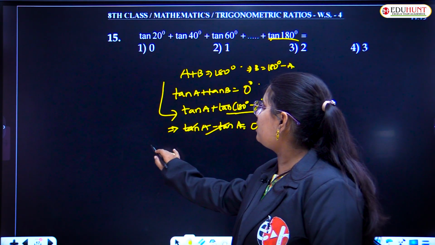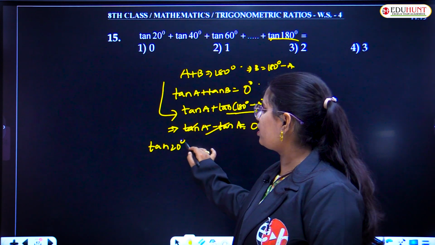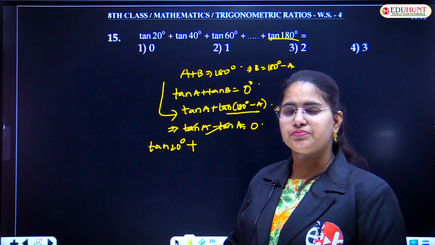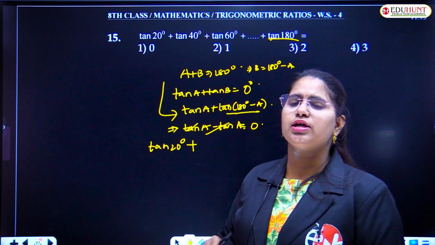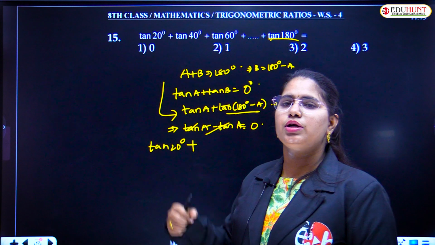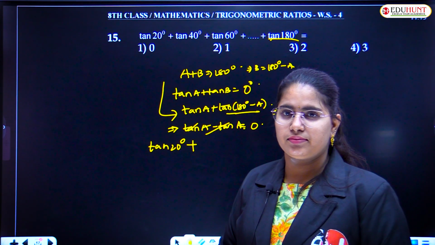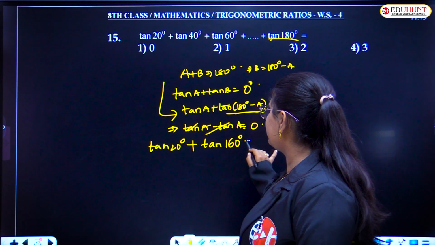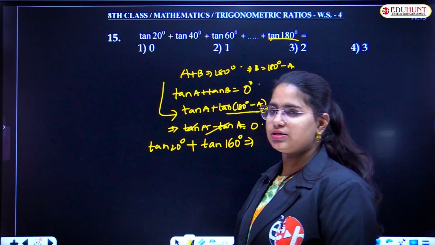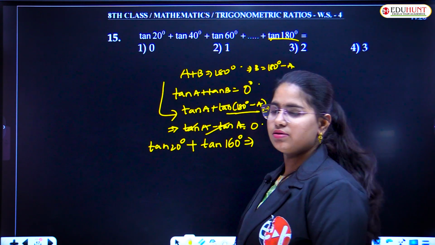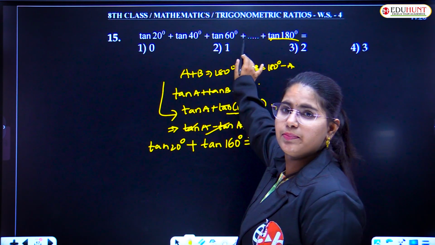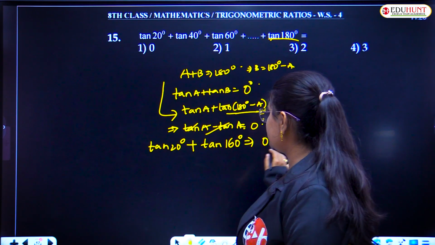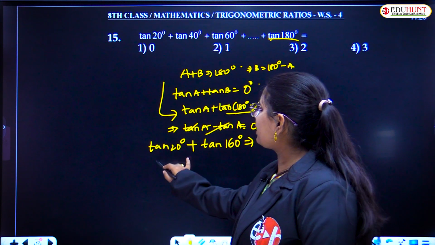How? For example, let me take tan 20 degree. What angle should you add so that the sum will become equal to 180 degree? Tell me. Of course, it is 160 degree. Correct? So tan 20 degree plus tan 160 degree, 20 plus 160 equals 180, so which is equal to, what is the answer? 0. Right?